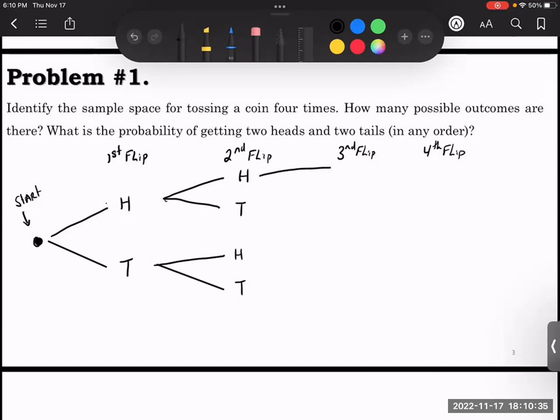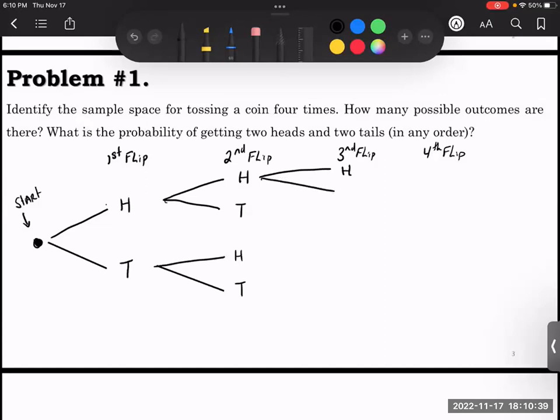Close. You're gonna get heads, yes. So it'll be heads, heads, right? So you get head, head. Then you're gonna get a tail. So head, tail. Then you repeat the manner, right?